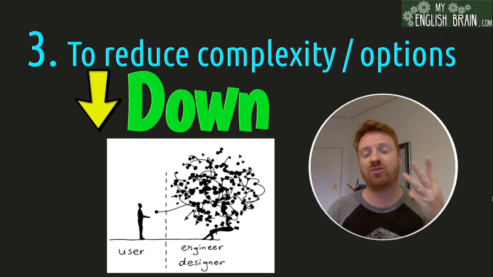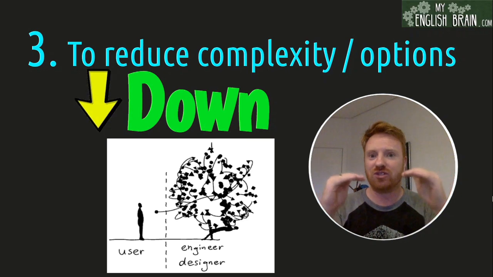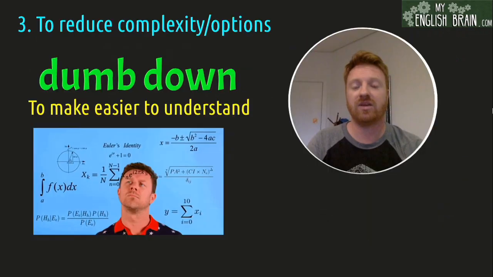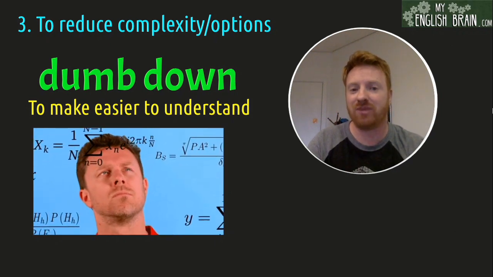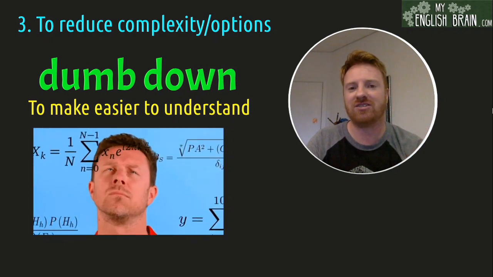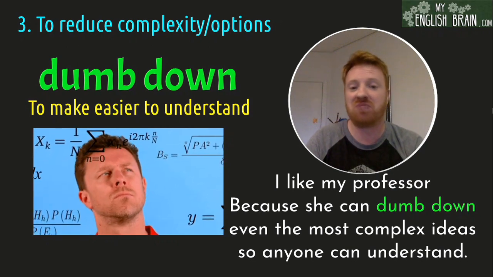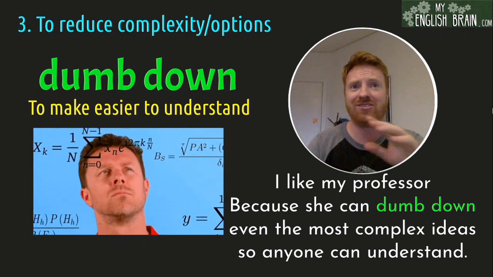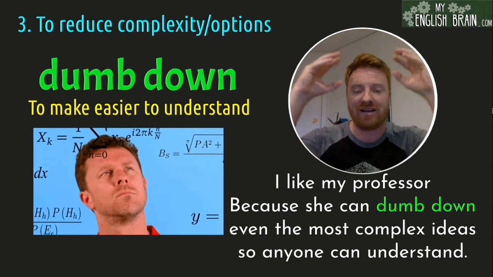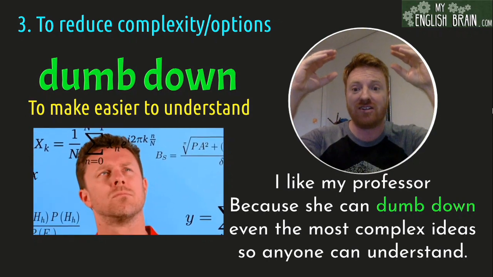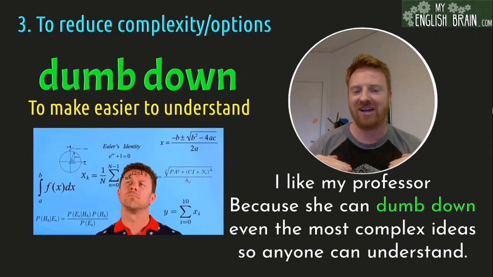Okay guys, the third reason we use "down" is to reduce the complexity of things or to reduce the options that you have. We can see this very clearly in the verb "dumb down." Dumb down means to make something easier to understand. In the example, I like my professor because she can dumb down even the most complex ideas so anyone can understand. Again, the idea is that it's a very complex idea, a very difficult idea to understand, and we reduce the complexity when we dumb down the idea.